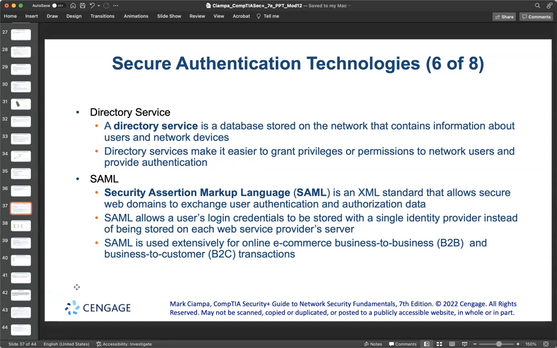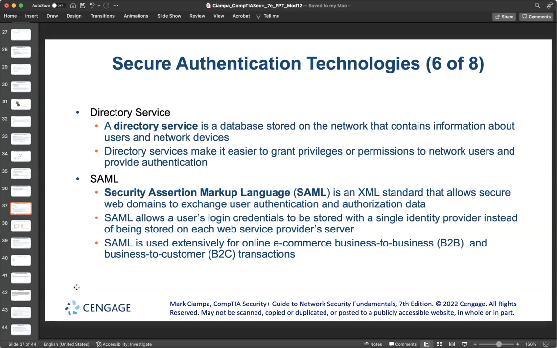We do have the advanced, or let's say the business-to-business protocol here, SAML, or Security Assertion Markup Language, which basically is an XML. XML stands for Extensible Markup Language.